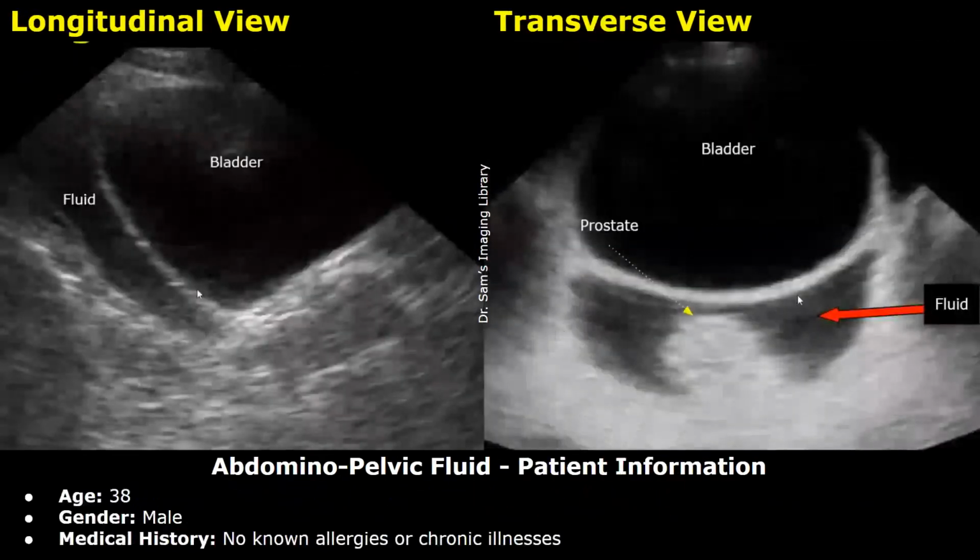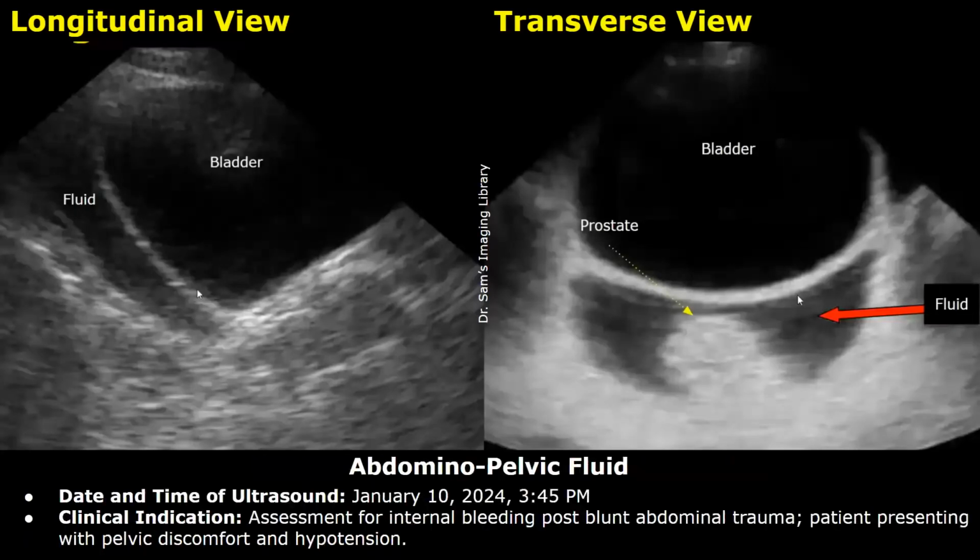Now we have another example of abdominal pelvic fluid. Age 38, male, with no known allergies or chronic illnesses. Date and time are 10th January 2024, 3:45 p.m. Clinical indication: assessment for internal bleeding post-blunt trauma, blunt abdominal trauma. Patient presenting with pelvic discomfort and hypotension.